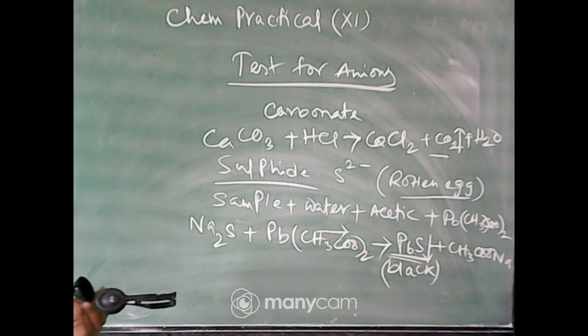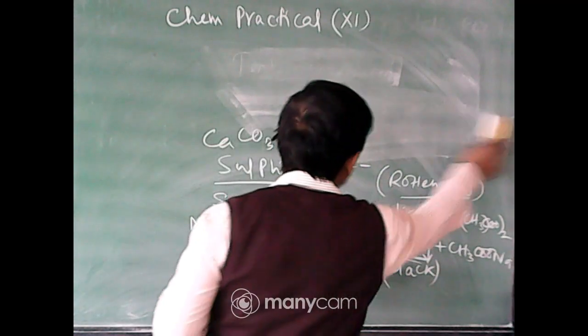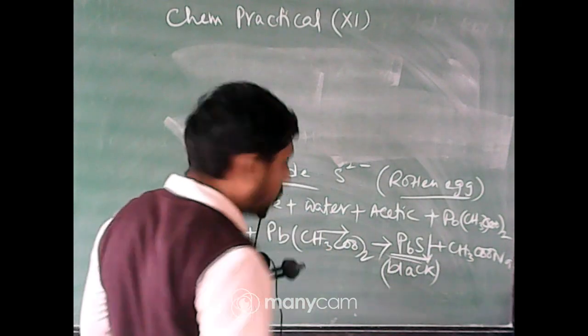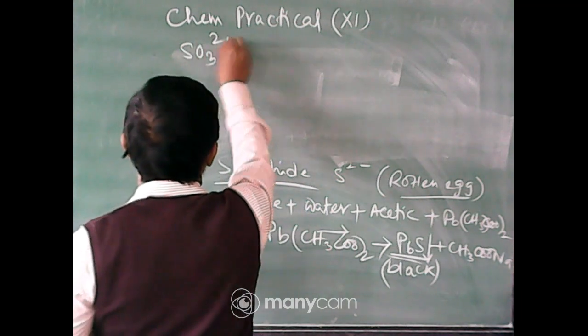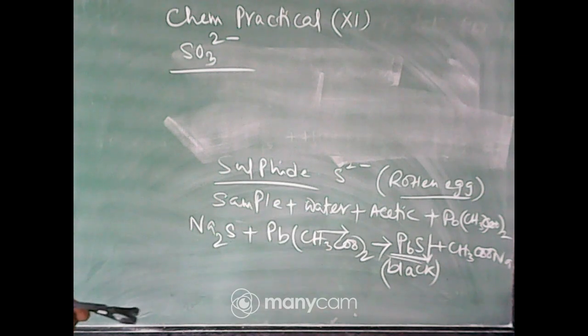Next, coming to sulphite. As you can see, sulphite is also included in the syllabus. SO3 2 minus. For this we will take the original sample, aqueous solution, then barium chloride. Just see.